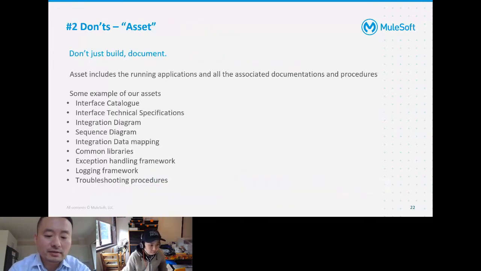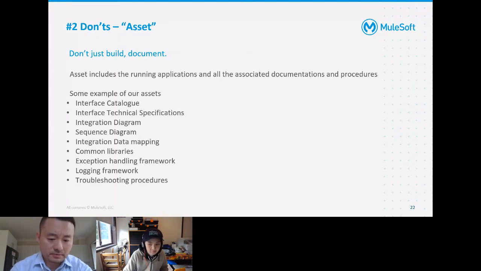The second lesson we learned, and something we shouldn't be doing, is to neglect or underrate the importance of documentation. Many of us think we build our APIs and we just wash our hands and walk away. That is not the case with us now. Our integration team delivers the asset, not just APIs, but the assets including the running applications and all the associated documentation and procedures. Here are some examples of our assets.